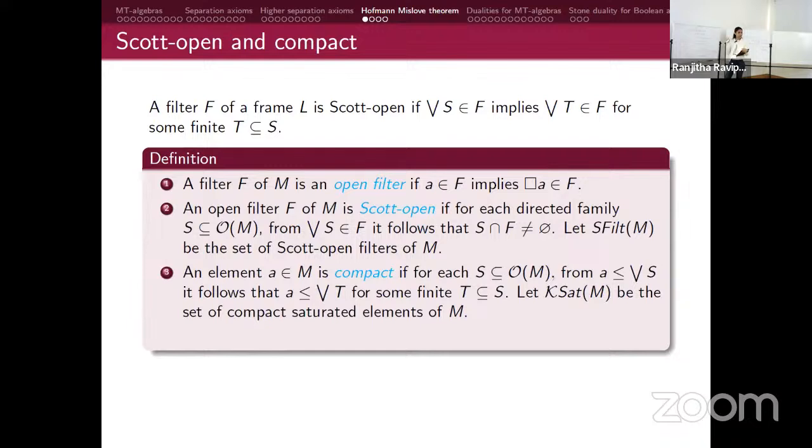And then compact elements, this is very similar to what we have in topological spaces. An element A is compact if whenever A is below the join of S, a set of open elements, it follows that there exists a finite subset T such that A is below the join of T. And I'm going to denote Ksat of M to be the compact saturated elements of M. Just to quickly recall, saturated means meet of opens, meet of open elements.